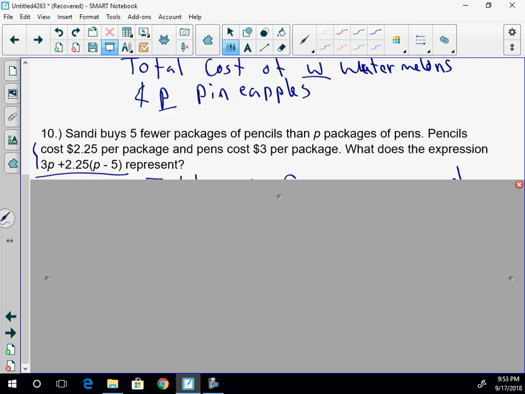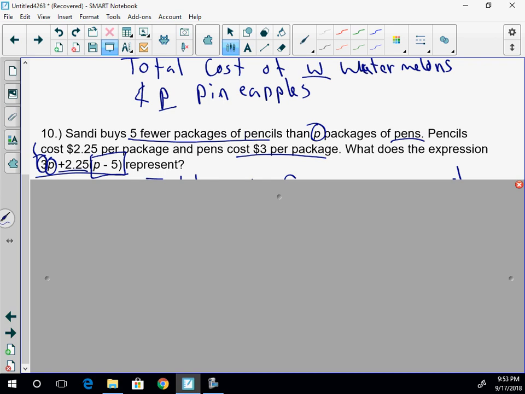Well, what are we doing? Well, I'm buying 5 fewer packages of pencils than pens, and it's telling me I'm buying P pens, right? And in order to figure out the cost of pens, it's $3 per package, right? So in order to figure out the cost of the packages of pens, I have to take that $3 and multiply it by P pens. But I'm also buying pencils, right? Pencils cost $2.25, and this is multiplied by P minus 5.